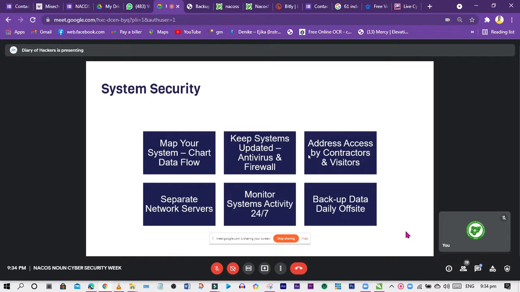So you need to monitor your IT logs 24/7 and also have a data backup site daily, so that even if data is hit today, you can take yesterday's data. It's better than having no data at all.